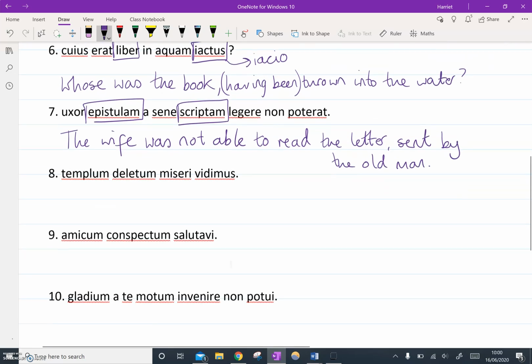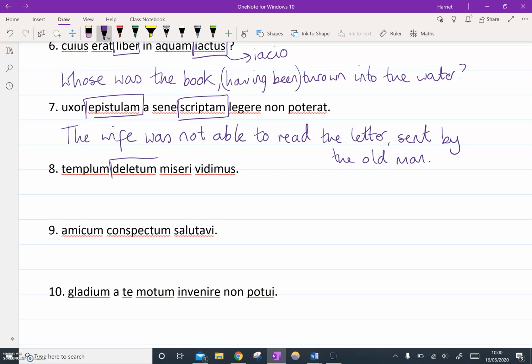Okay. Number 8, the PPP is deletum. This is from the verb deleo. Oops, I destroy. So we get the word delete from it. And look at the ending, deletum, agrees with templum. This time it's neuter, singular, and it could be nominative or accusative because as we know, those two look the same when it's a neuter noun. So let's look at the verb. Well, the verb is vidimus, we saw. So it's unlikely that the temple is going to be nominative here because the temple can't be a we, so it's going to be accusative.